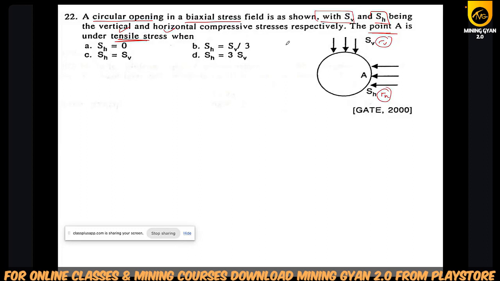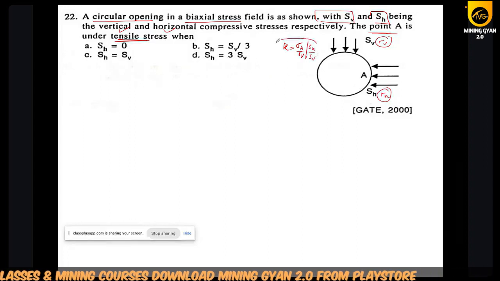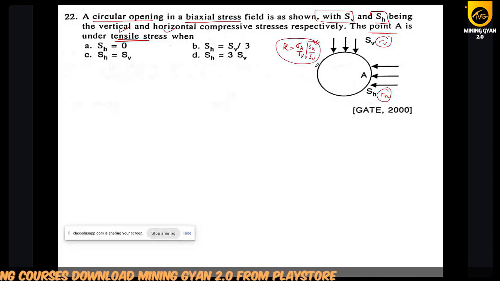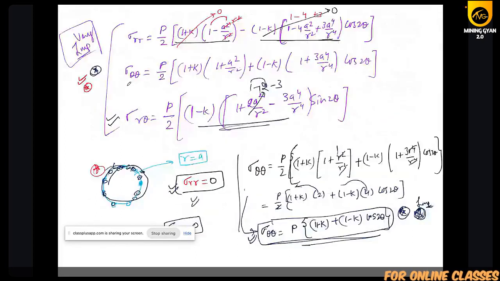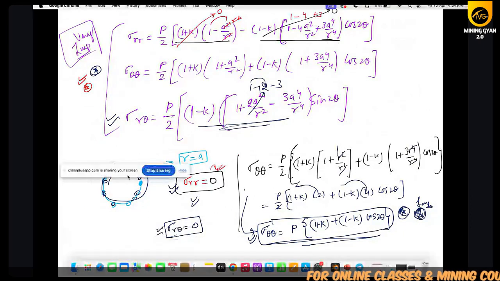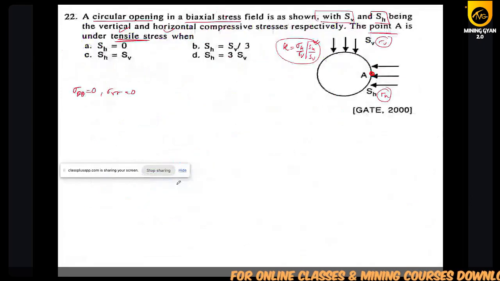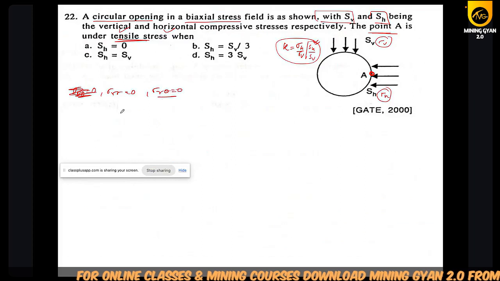As we know, first, K is sigma H divided by sigma V, or here SH by SV. We have to find the ratio, or the value of K. So what will we do? The point A is on the periphery. We know the formula for a point on the periphery: sigma RR is 0, sigma R theta is 0, and sigma theta theta.